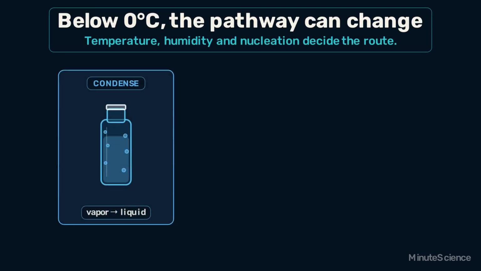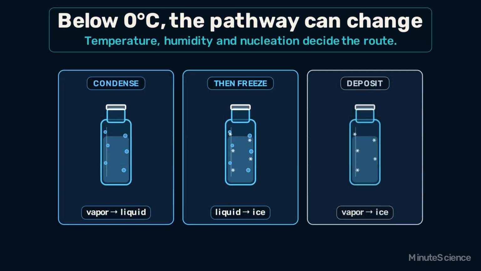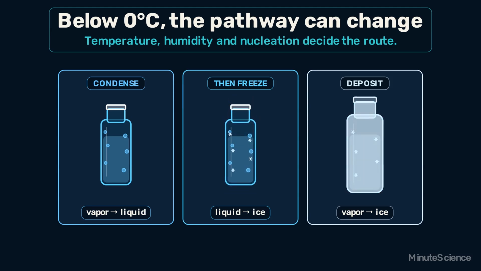If the bottle surface is below 0 degrees Celsius, the story can continue. Water vapor may first condense and then freeze, or under some conditions deposit as ice. A visible layer of frost forms because the surface removes enough thermal energy to keep the water solid. The exact path depends on temperature, humidity, and the availability of nucleation sites.